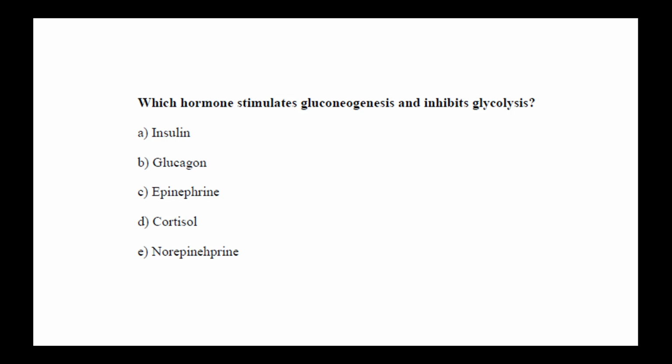So moving on to the next question then. Which hormone stimulates gluconeogenesis and inhibits glycolysis? Option A, insulin. Option B, glucagon. Option C, epinephrine. Option D, cortisol. And option E, norepinephrine.